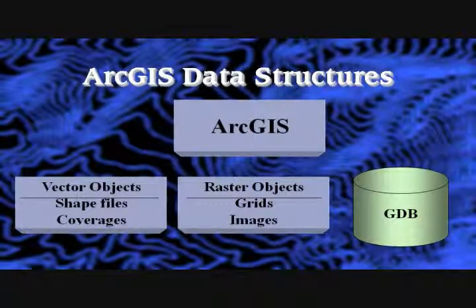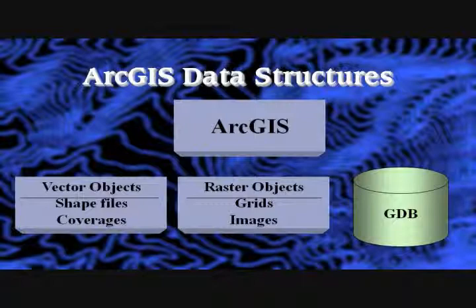Here you see the basic ArcGIS data structures. We have some vector objects that we can work with. Typically, these are shape files, or maybe historically these were shape files and coverages. The coverage being Esri's proprietary vector data set.